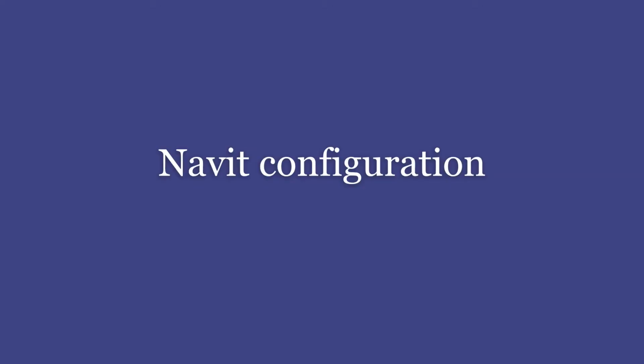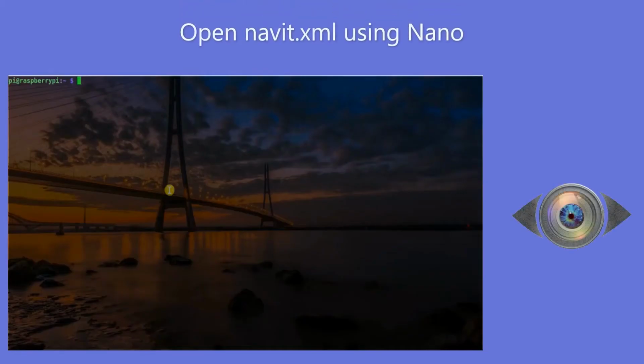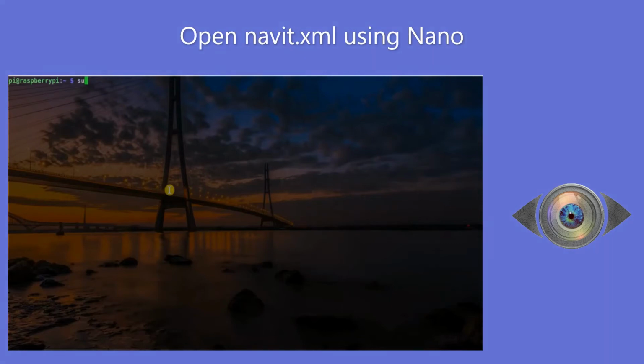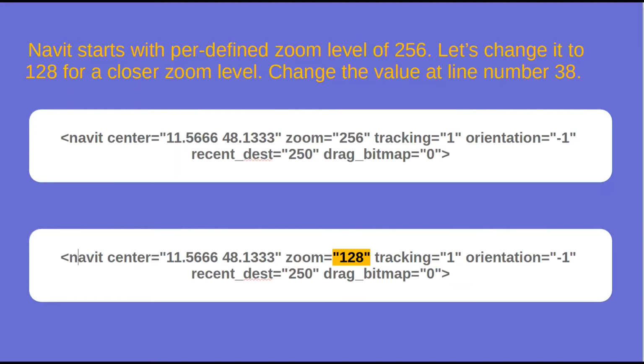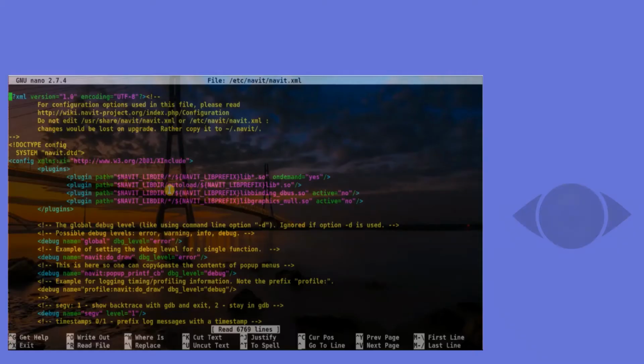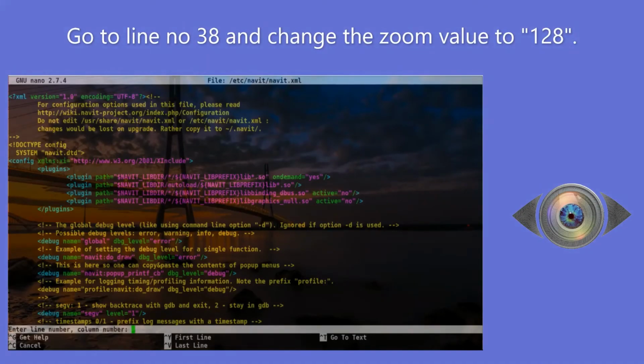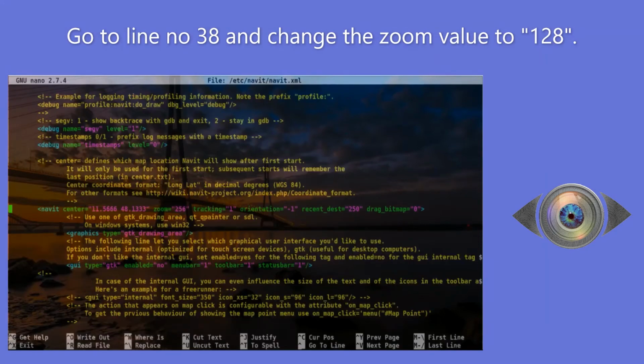Now let's configure Navit. Open navit.xml using nano. In order to open navit.xml, use the command sudo nano /etc/navit/navit.xml. Once you open the navit.xml in nano, let's begin with configuration by changing the zoom level of the map from 256 to 128 to have a closer look. In order to change the zoom level, go to line 38 and replace the 256 with 128.